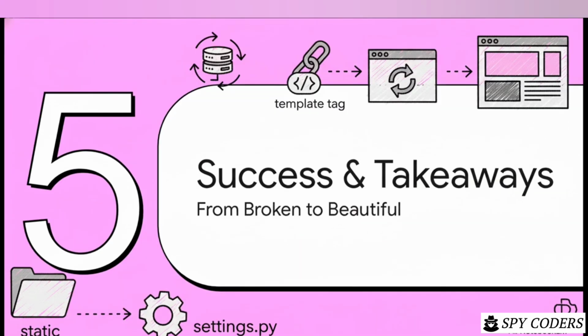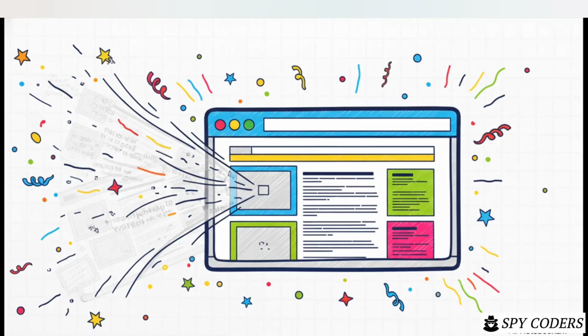So after creating our static folder, updating settings.py, restarting that server, and using the proper static template tag in our HTML, it's time for the moment of truth. Let's refresh the page and see the result. And there it is. It just works. Your website now looks exactly the way you designed it. The CSS is applying styles, the JavaScript is running, and your images are loading perfectly. It's a huge difference, and it all came from just a few simple lines of configuration.